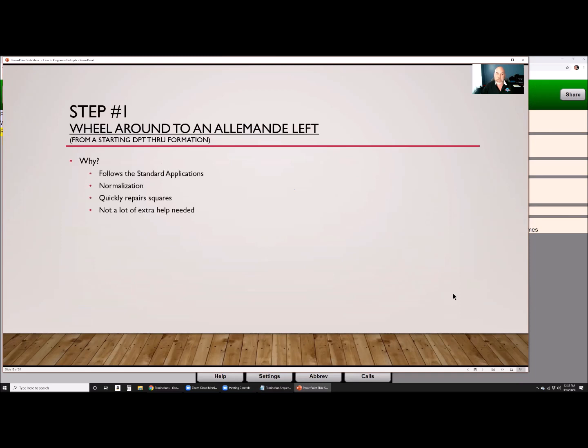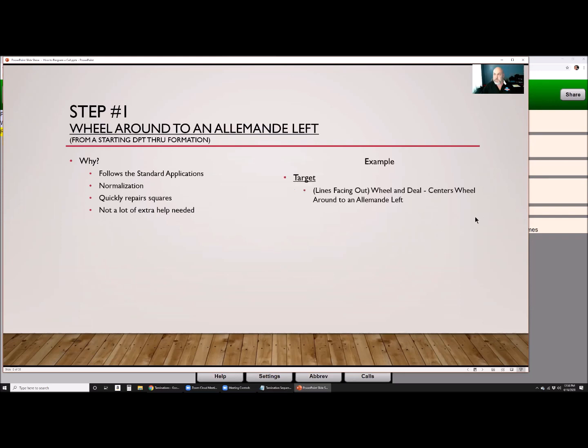And this question right here is going to come up a lot. Why am I going to do it? Because it follows the standard applications. It's the way it's supposed to be. It's normal in theory. I haven't done anything weird. It very quickly repairs the square because I'm going to send them to their corner, and not a lot of extra help is needed. I'm going to say, look for the corner, and I'm going to say, wheel around.